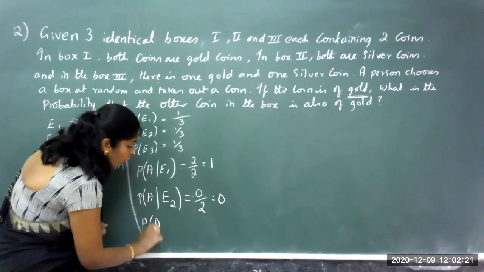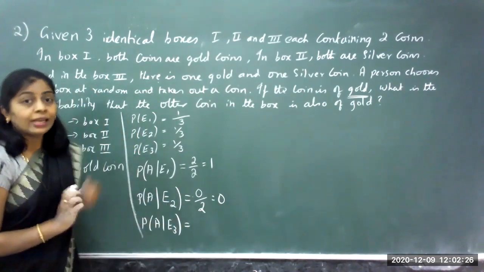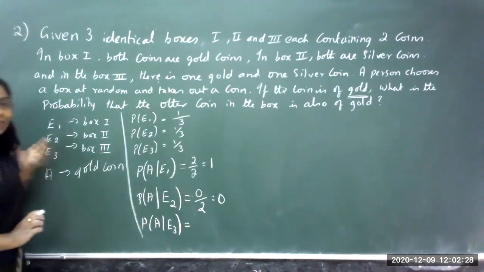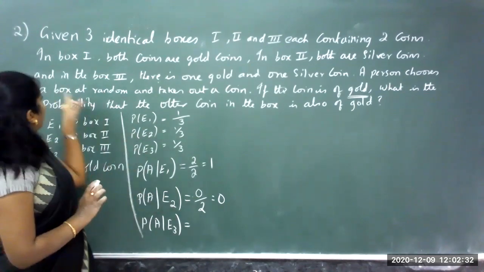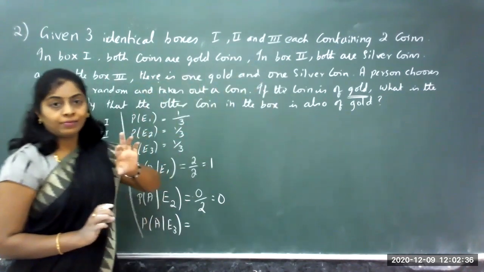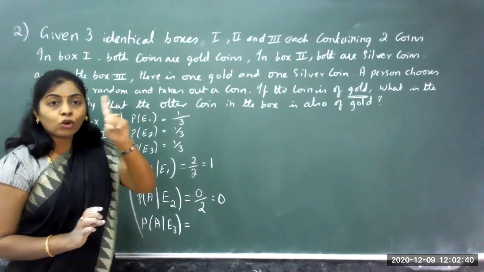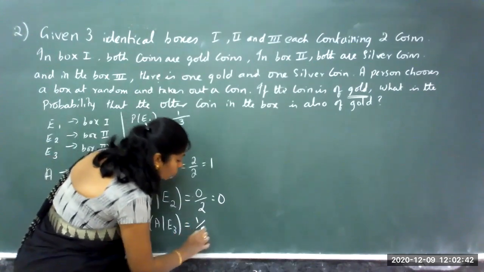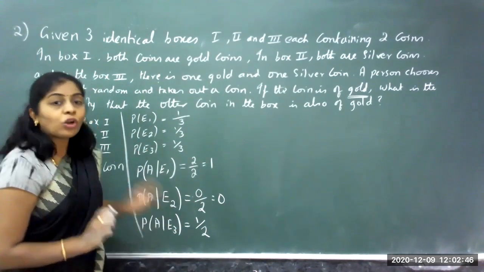Probability of getting a gold coin from box 3. That is the third box, taken as event 3. So, the probability of choosing a gold coin from box 3. In box 3, there is one gold and one silver. So the chance of getting a gold coin is 1 out of the 2 coins in the box. So this is what we have to do.